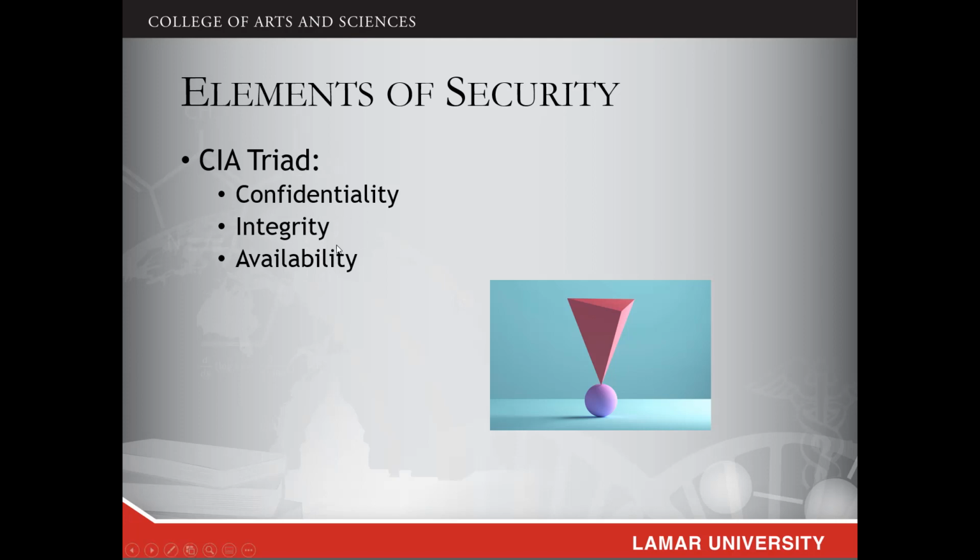It's confidentiality, integrity, and availability. Confidentiality concerns the privacy of the data. Access to information should be limited to those who are authorized to have it. So authentication, access control, and encryption are a few of the subcomponents of confidentiality.